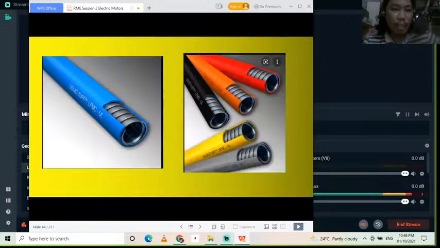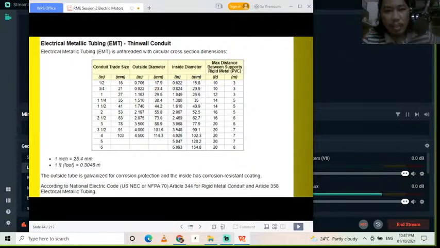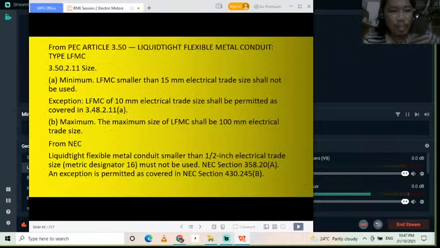So, ito po yung ating LFMC. Baka po hindi nyo figure. So, nandyan yun. LFMC, nasan yun? Liquid tight flexible metal conduit. Metallic conduit or metal conduit. So, yun po yun.